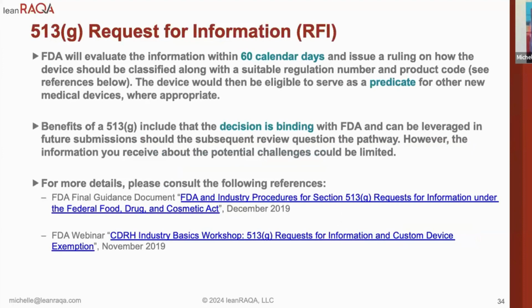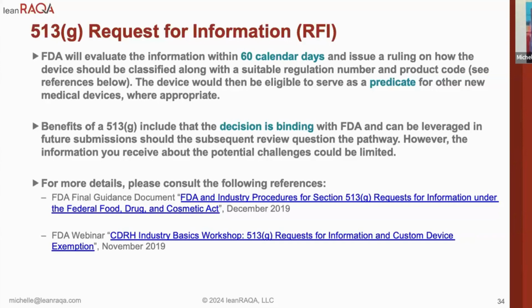So in their timeline, the FDA's clock is 60 calendar days. And once the FDA makes a determination, if they determine that there is a suitable regulation number and product code, and you can bring your product to market under this particular pathway, your device is then going to be eligible to serve as a predicate once it gets through whatever the appropriate submission pathway is.